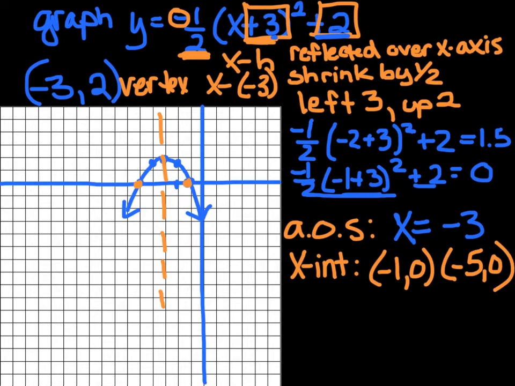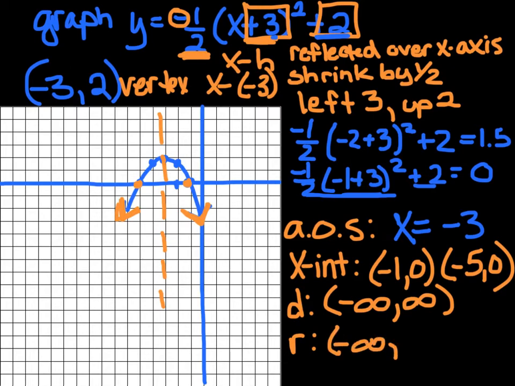If I wanted the domain, see these arrows? That means it goes forever to the left and forever to the right. So my domain would be negative infinity to positive infinity. And my range, these arrows both mean it goes forever down, so it's starting at negative infinity, but it does have a maximum. It does have a top at y equals 2. And it touches it, so we want a hard bracket on that too. So that's how you graph a vertex form equation.